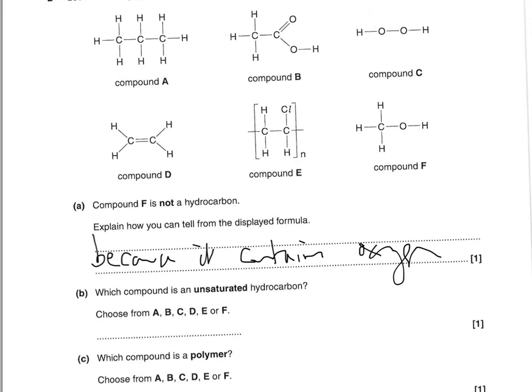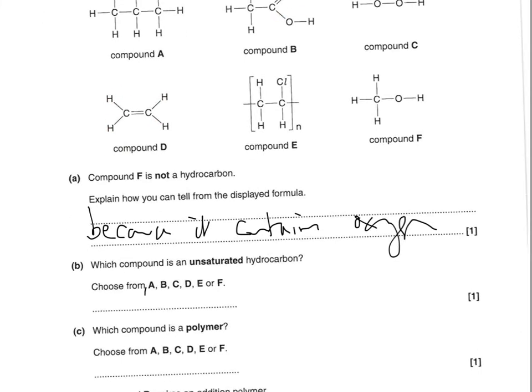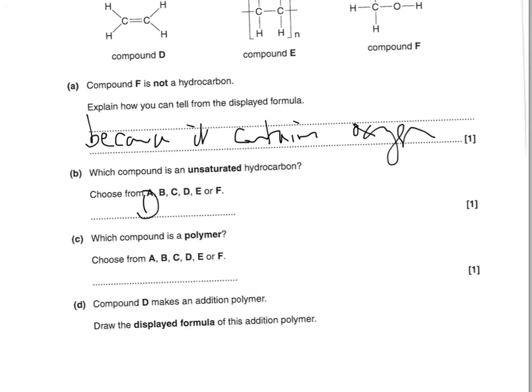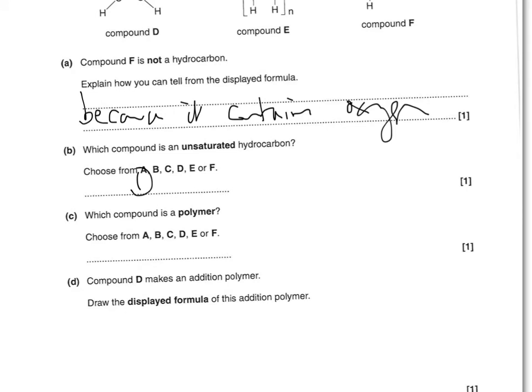And then which compound is unsaturated? So unsaturated means there's a double bond, but it has to be between carbon and carbon. So that's compound D. This one's between carbon and oxygen. Compound D is between carbon and carbon. So D is your answer there. And then which compound is a polymer? So remember, polymers are drawn like this with brackets with the N to represent that there's lots of these joined together. So that's compound E.